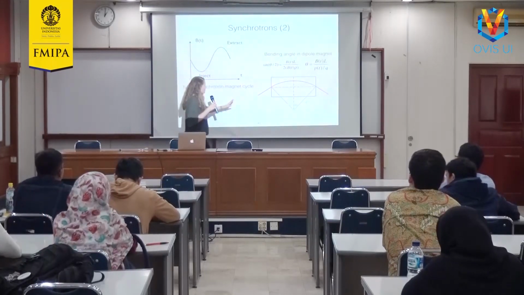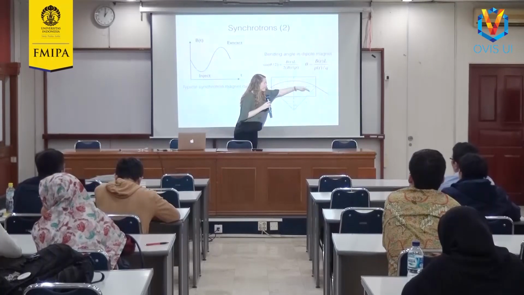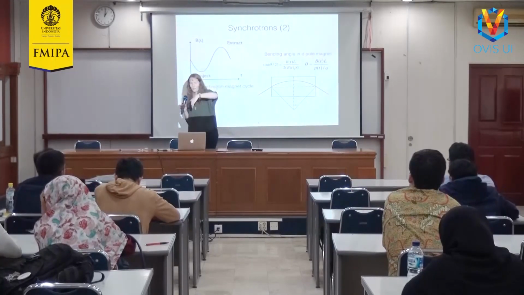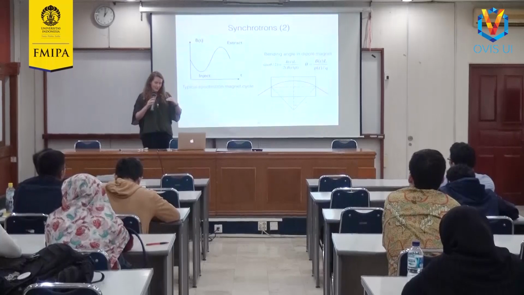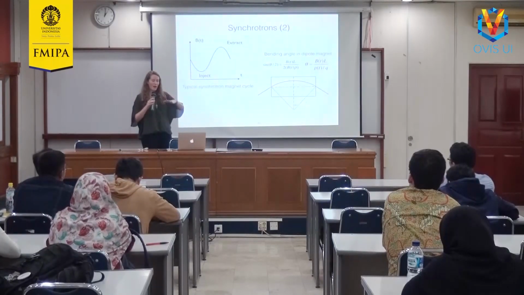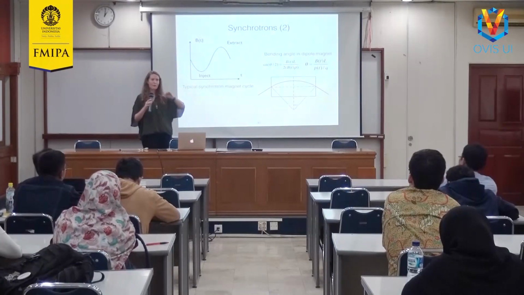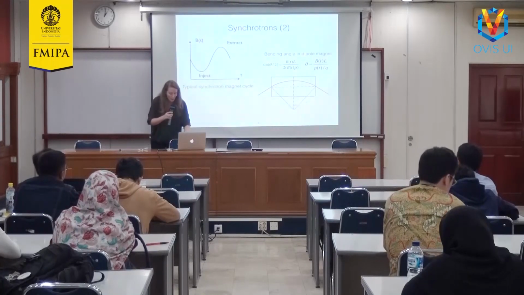So this shows you can control, for example, the radius of bend of the particle, and you have to increase the magnetic field because the higher the energy, the higher the field you need to keep going on the same path.